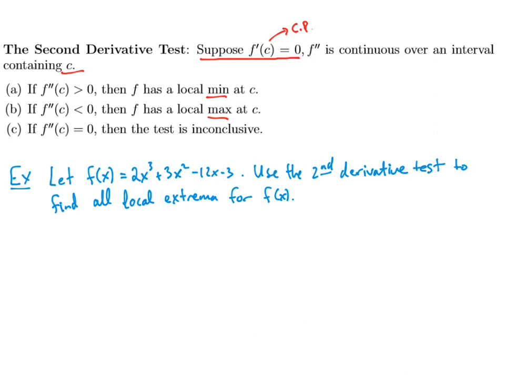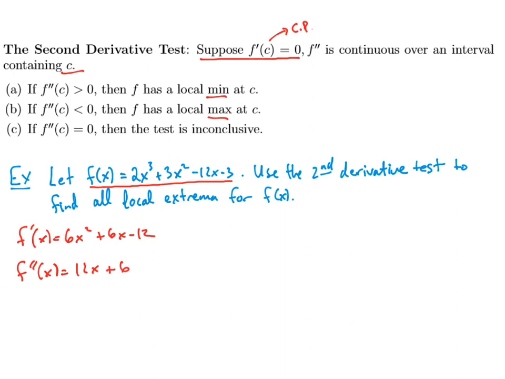Alright, so let f of x equal 2x cubed plus 3x squared minus 12x minus 3. Let's use the second derivative test to find any local extrema for the function. So we need to find the first derivative and then the second derivative. First derivative, just using the power rule, we're going to have 6x squared plus 6x minus 12. Second derivative, we're going to get 12x plus 6.